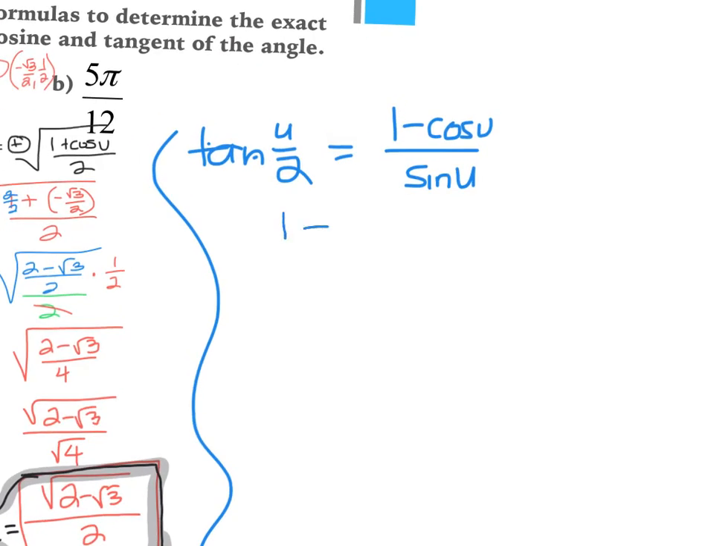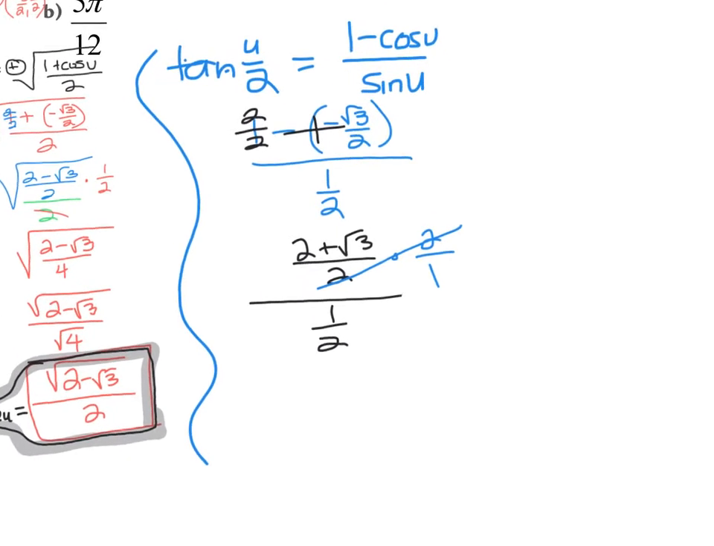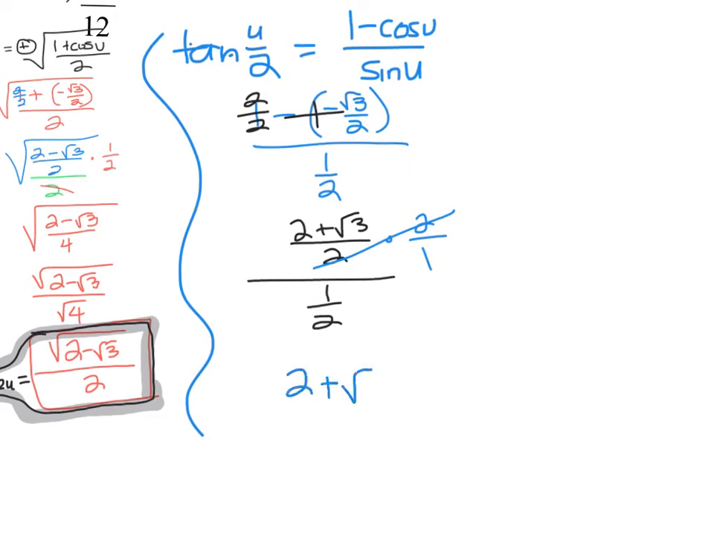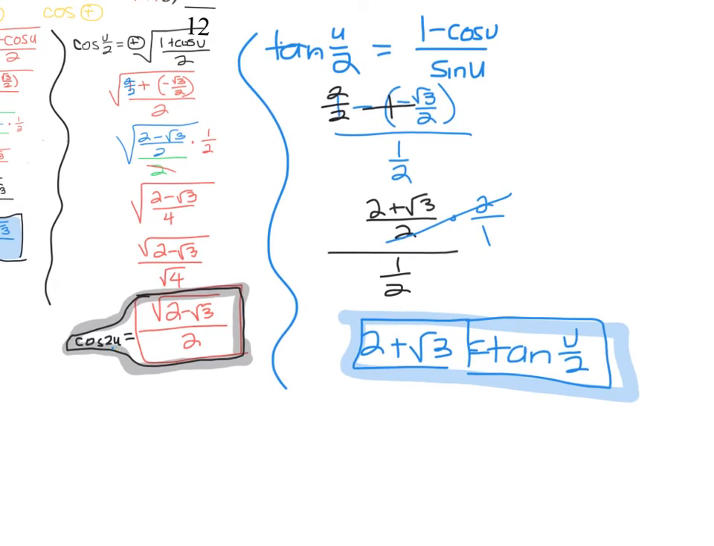So now I get 1 minus the cosine, which is still negative root 3 over 2, over the sine, which is a positive 1/2. So change this so it has a like denominator. This would be 2 minus a negative 3 becomes plus 3. 2 plus root 3 over 2, all over 1/2. Keep, change, flip. Those cancel. And I get 2 plus root 3. Did that over here too. This should be u over 2.